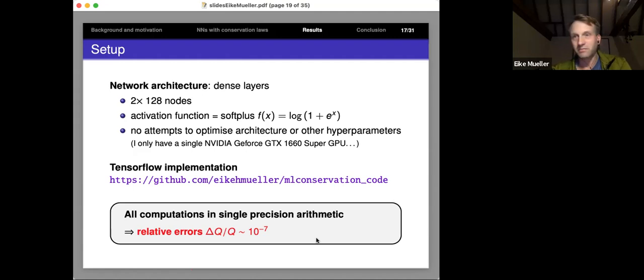That was just done on my single GPU. So I haven't really looked at that. And all computations are done in single precision. That's something I should stress, because that obviously has an impact on the relative errors. If you do single precision arithmetic, you expect something on the order of 10 to the minus 7, and that's something we also see. There is some TensorFlow code if you want to have a look at it and play around with it.